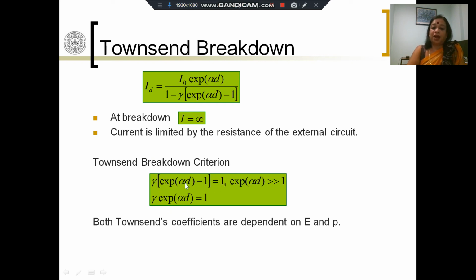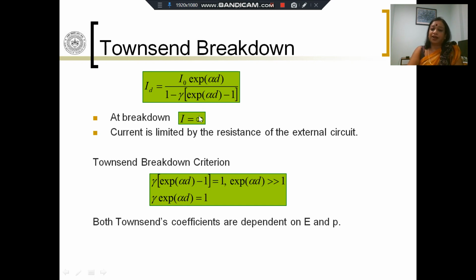Now e to the power alpha d is much larger than 1, so therefore we can approximate this as gamma into e to the power alpha d equal to 1. So this is Townsend's breakdown criterion. The Townsend mechanism can lead to breakdown if this particular condition is satisfied, depending upon the value of gamma, depending upon the value of alpha, and the gap distance.